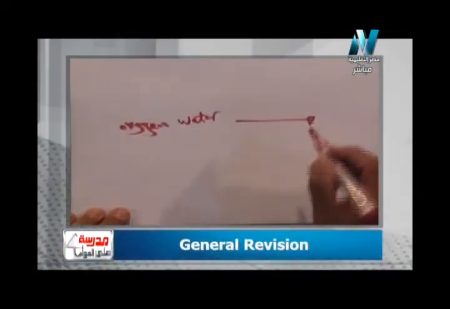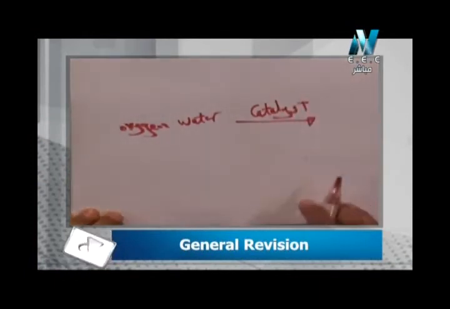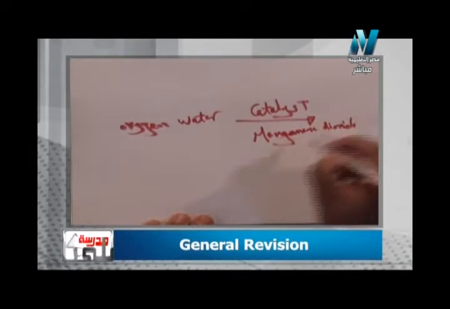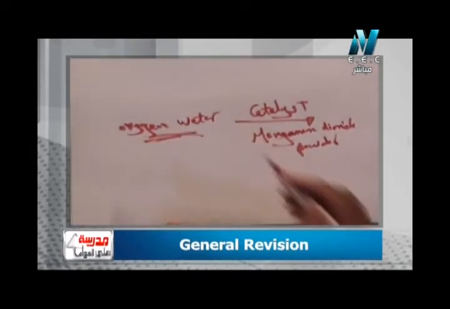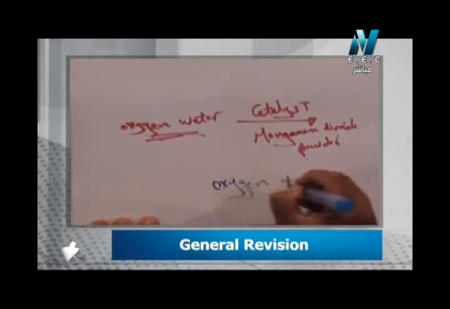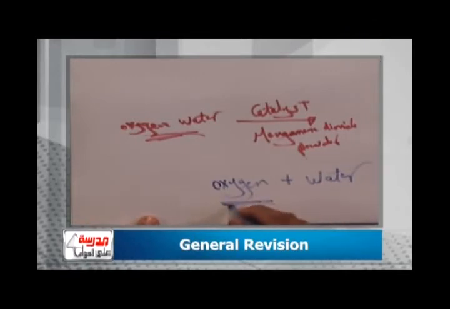So let me remind you with this equation because this equation is very important. If I have oxygen water, in the presence of a catalyst, it will decompose and will give us two important substances, which are oxygen and water. So let me draw the equation. Oxygen water, in the presence of a catalyst, which is manganese dioxide powder. What happened to this oxygen water? It will decompose and give us two important substances, which are oxygen plus water. So I can prepare oxygen gas by this way.